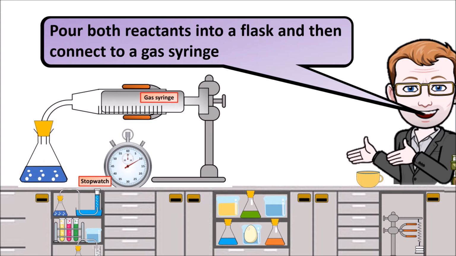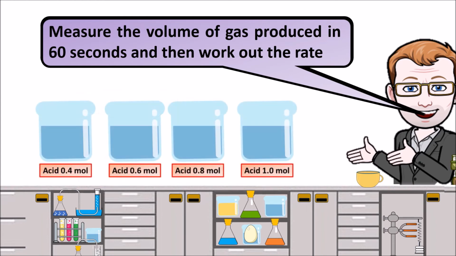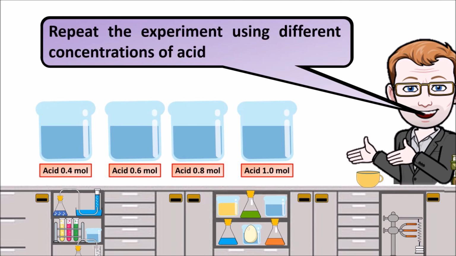You are going to connect them to your gas syringe because it will be more precise. So you're going to measure the volume of gas produced in 60 seconds and then work out the rate of reaction. Repeat this using different concentrations of acid, and then for each concentration of acid, repeat 3 times so you can go and take an average.